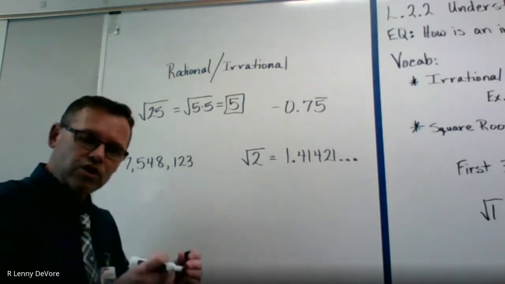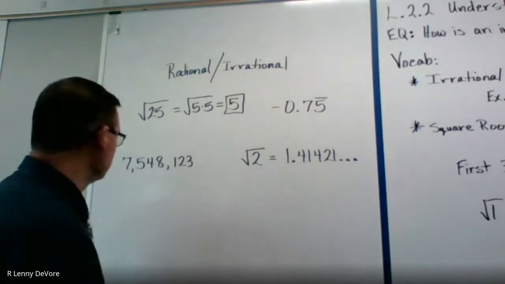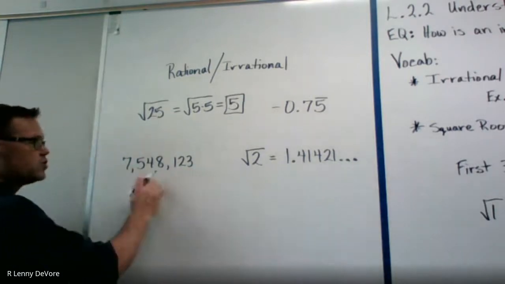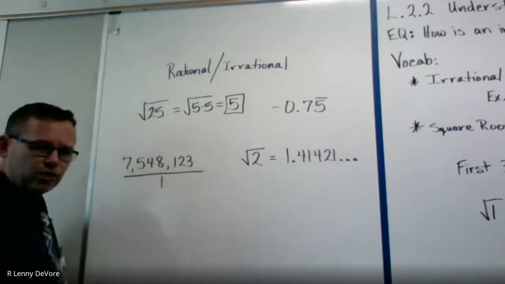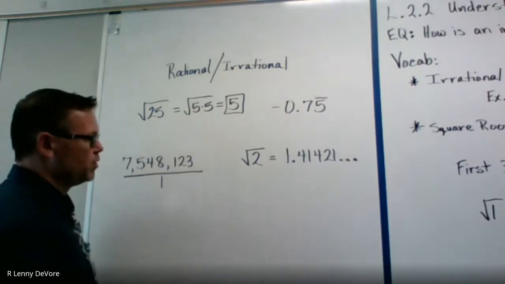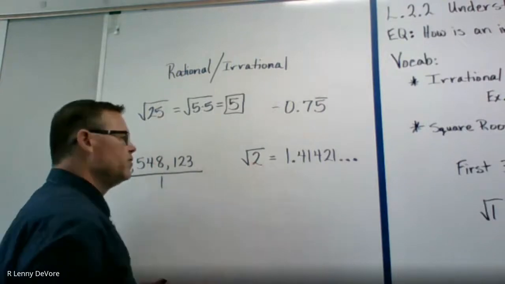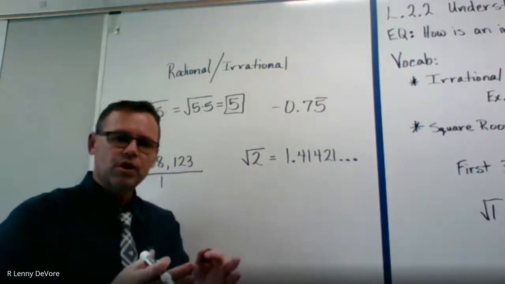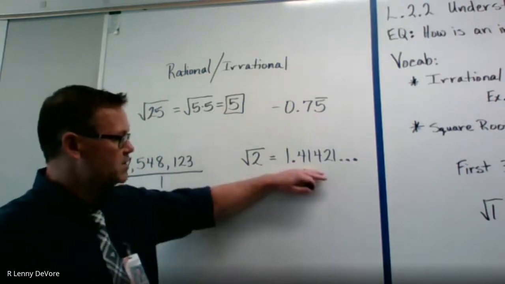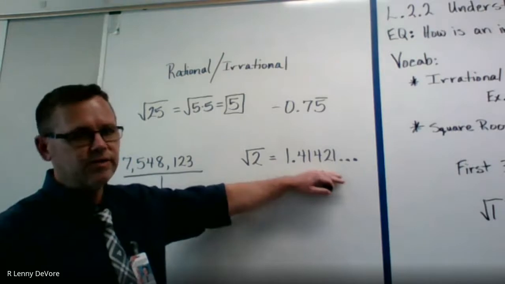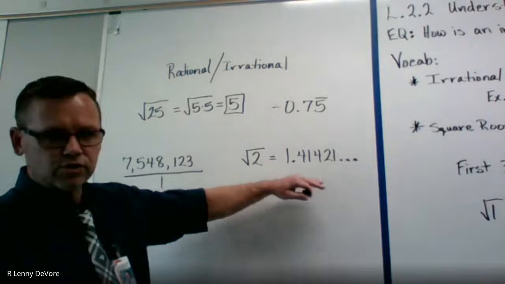Rational, root word ratio, right? Ratio means fraction. If it fits into a fraction, it's a rational number. This one is a whole number, so of course, in order to make it a fraction, all you have to do is put it over 1. That's a whole number. Okay, that's a rational number. So most of these are all rational numbers. Then we get to the last one, square root of 2. Now, if you punch in the 2 and the square root, you're going to find that you're going to get a non-repeating infinite decimal. Okay, this is what we call an irrational number.